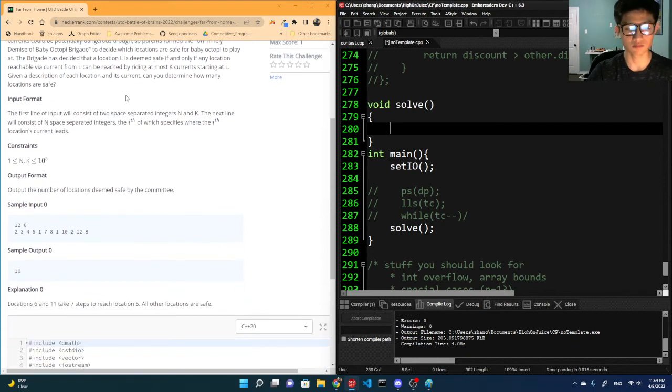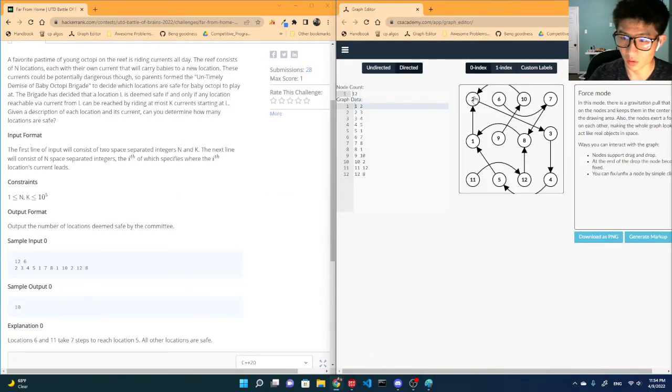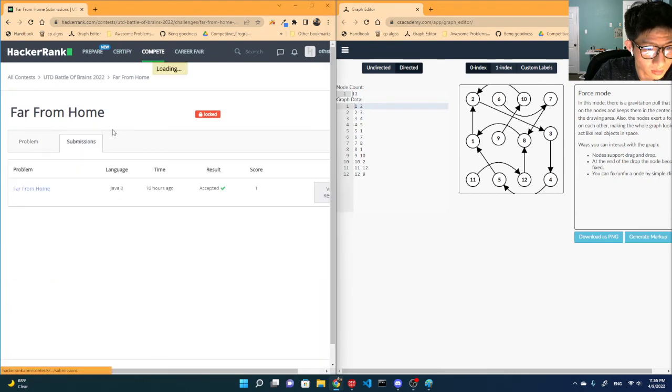Okay. So basically, what you do is you go through all these nodes and make sure that you can reach back home. Or what? What did Sam do? It was back home, right?